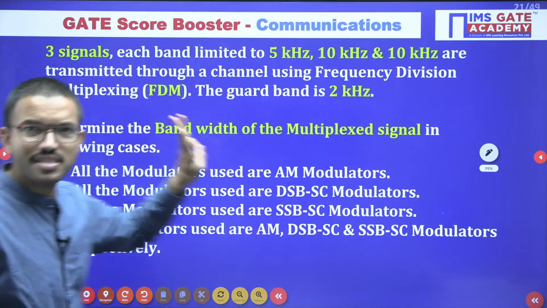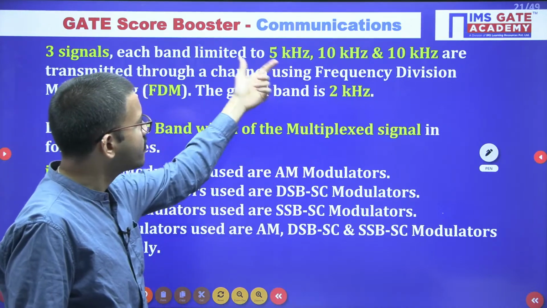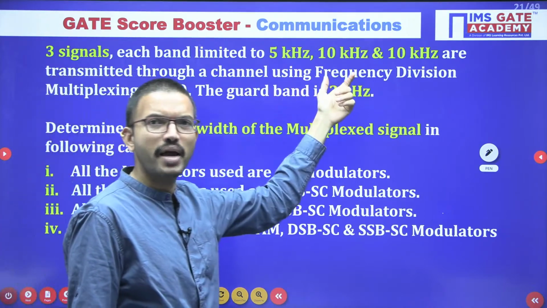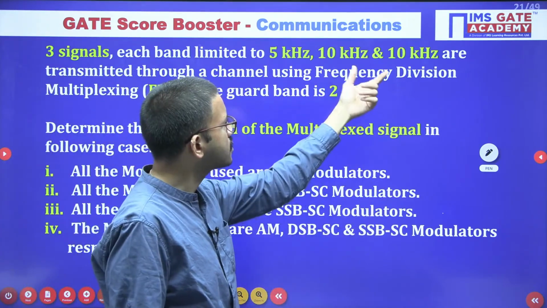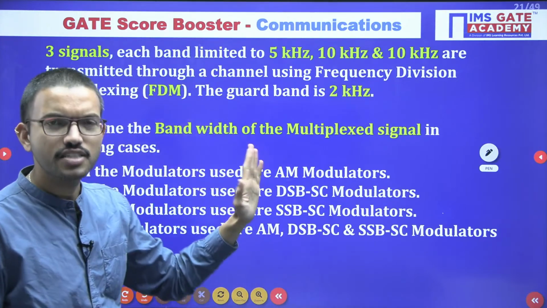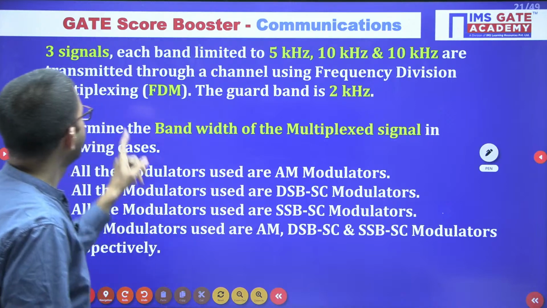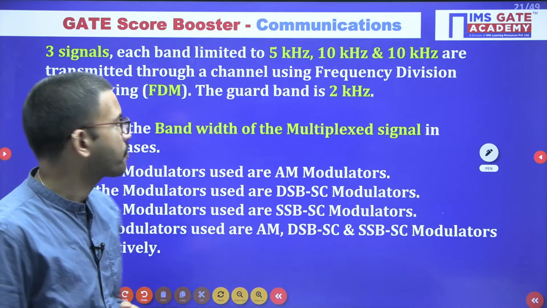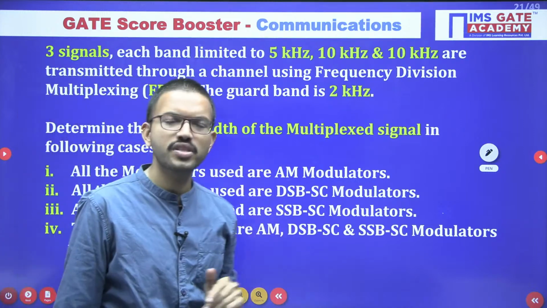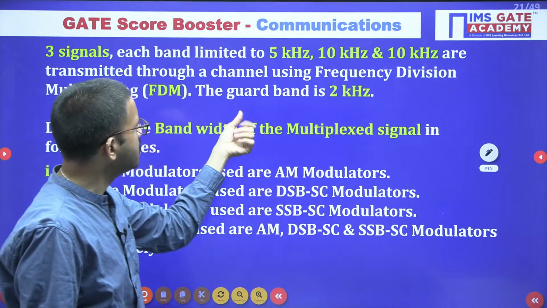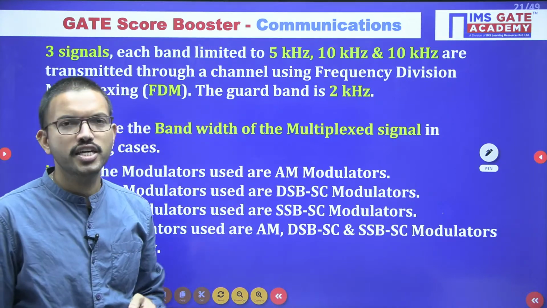So here actually you are having three message signals. For the first signal, the maximum frequency is 5 kHz. For the second signal, maximum frequency is 10 kHz. Whereas the third signal, maximum frequency is once again 10 kHz. Those three signals we want to transmit through a channel with the help of frequency division multiplexing. Whenever you are transmitting more than one signal, in order to separate two signals, we will provide some guard band. In this question, it is mentioned 2 kHz.